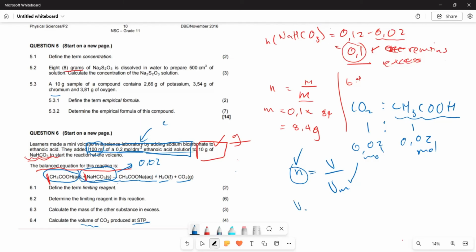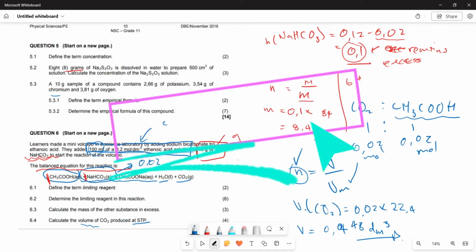So the volume of your CO2 in this case is going to be the same as 0.02 multiplied by 22.4. And the volume that you are going to find here, the totality of it, is going to be 0.448, I think this is 4.48 decimeter cube. And please ensure that you write the units every time you are required to do this. And now this is going to be the end of our question.